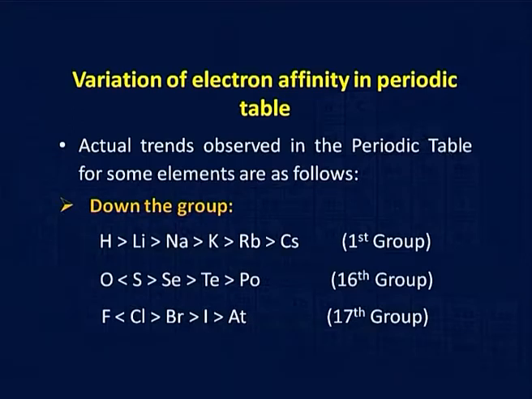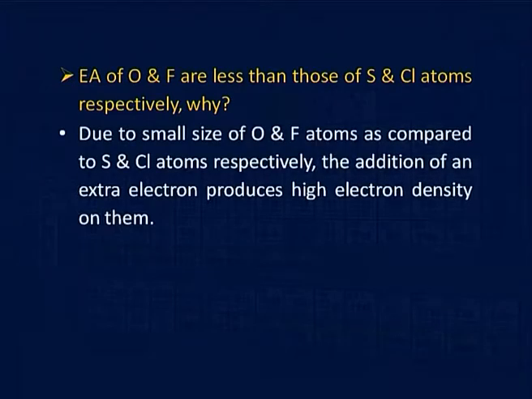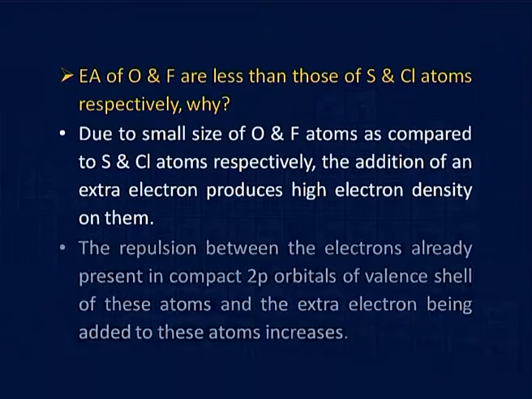So, why is it so? Why is the electron affinity of fluorine less than chlorine, or why is the electron affinity of oxygen less than sulfur? Here we find that due to small size of oxygen and fluorine atoms as compared to size of sulfur and chlorine atoms respectively, when an additional electron is added to the second p shell of these atoms, due to increase in electron density, the electron repulsions increase, and due to this they have less tendency to gain the electron.